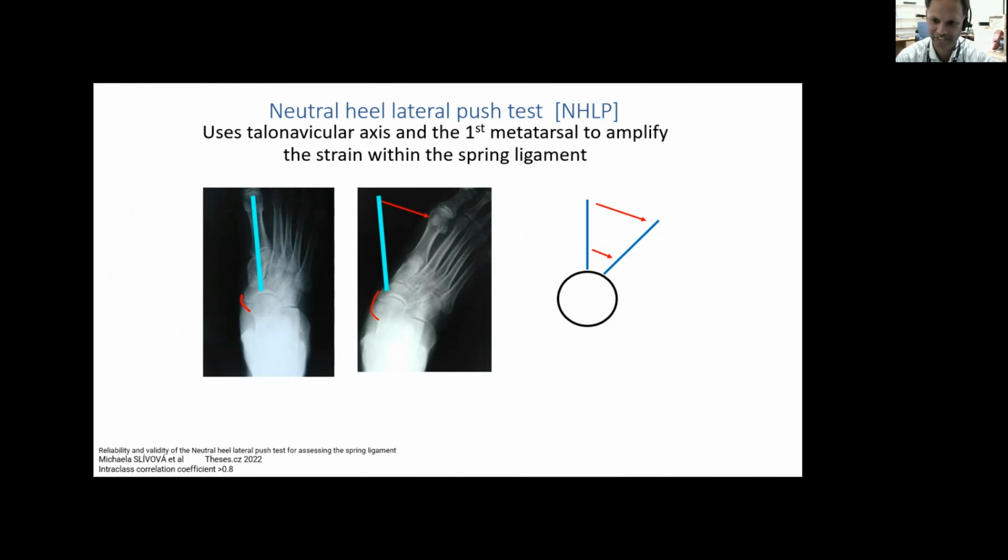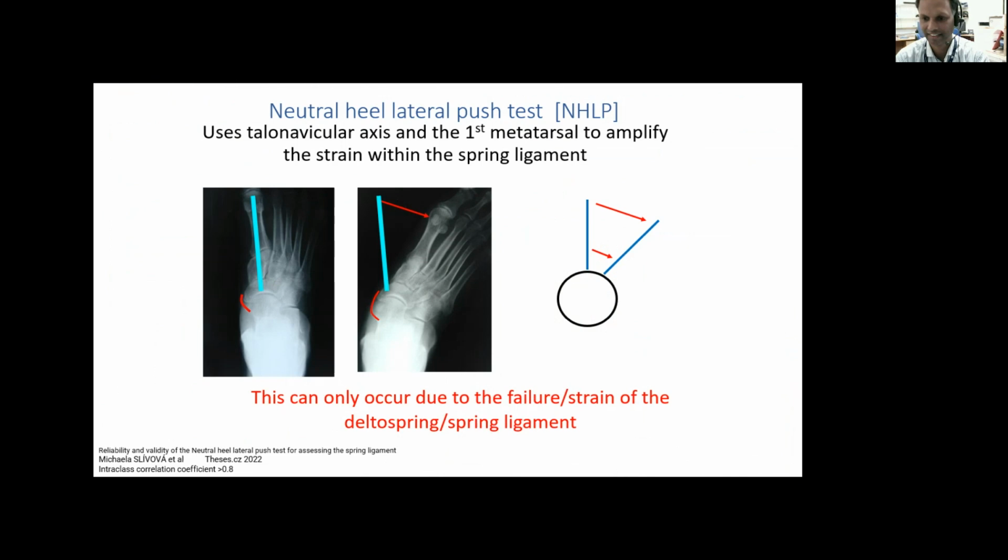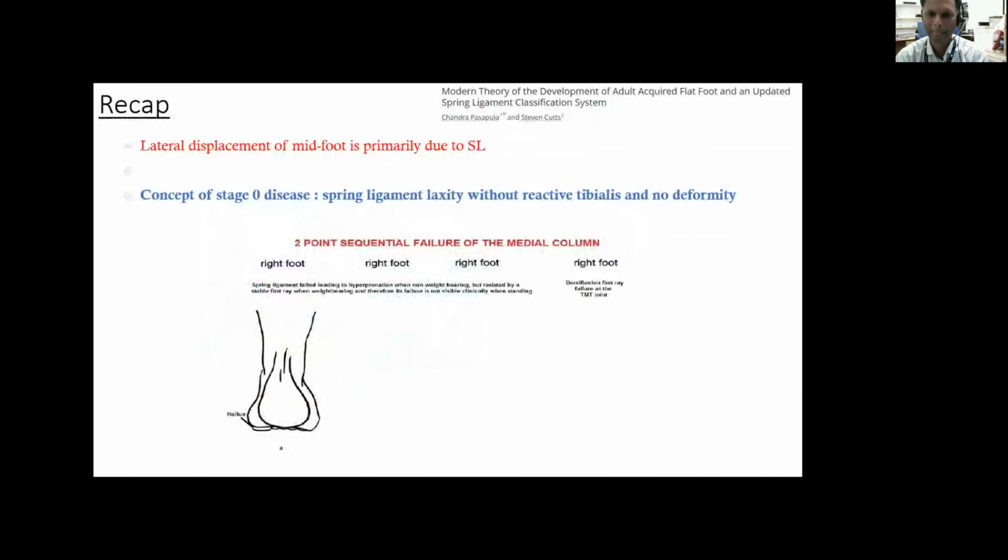And that's what we're looking at, a visual interpretation of strain that develops medially at that tenovicular axis. And this, we feel, can only occur due to defunctioning of that spring ligament. And therefore, you have to introduce the concept of this stage 0 disease of ligament failure, I believe.